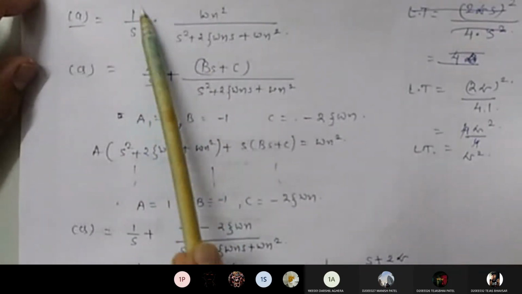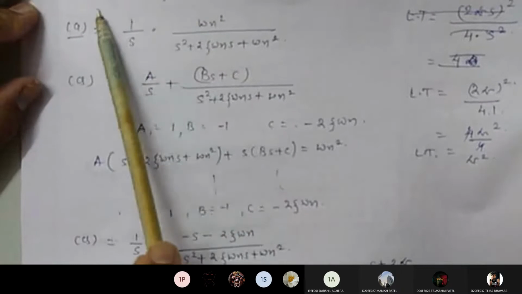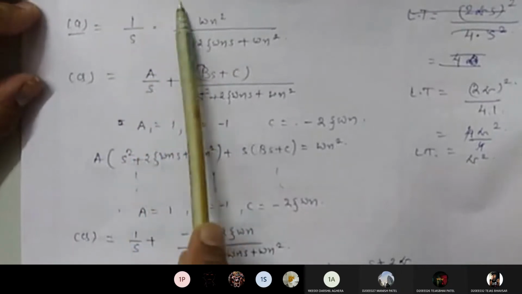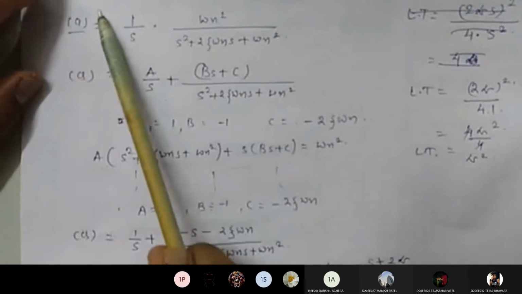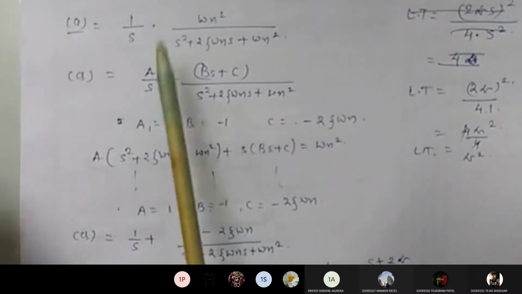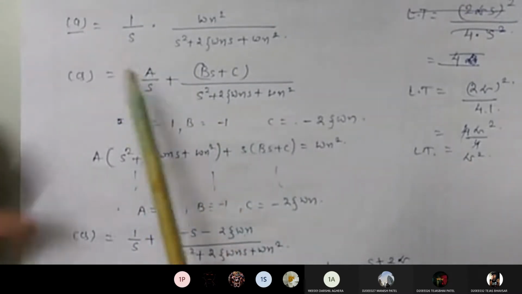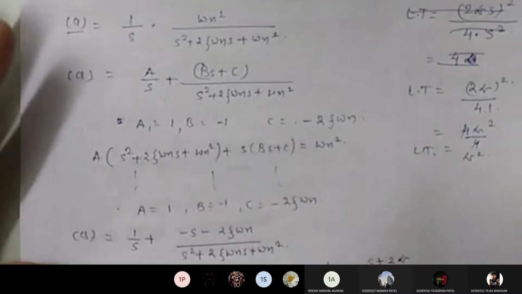In the second order system, we have taken one system whose transfer function is given as C(s) upon R(s) equal to this, and R(s) is equal to 1 upon s. We want to find out c(t). In order to find c(t), we have to find the inverse Laplace. All the procedures we have done.